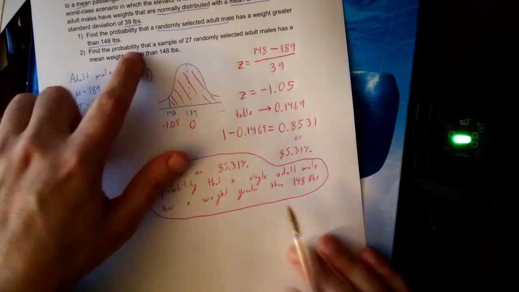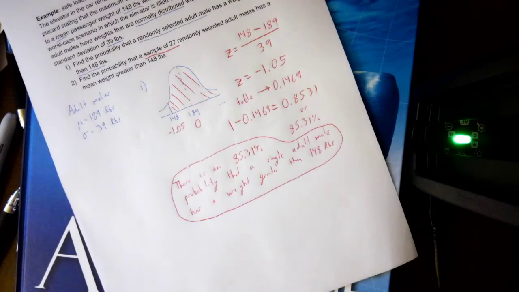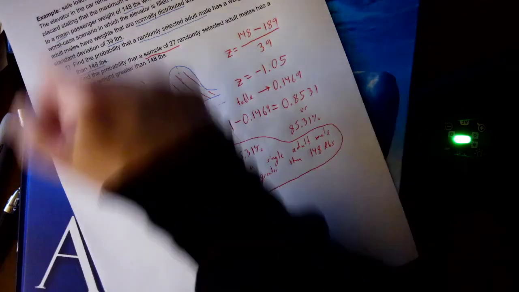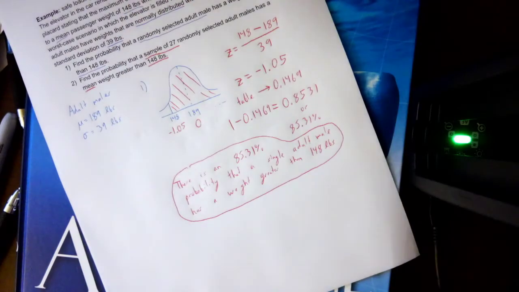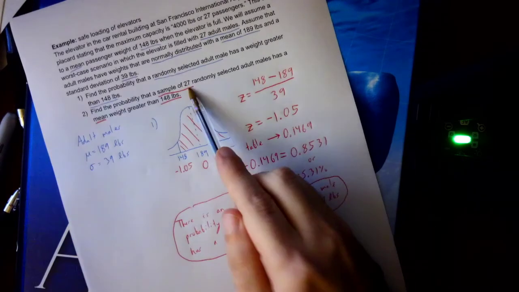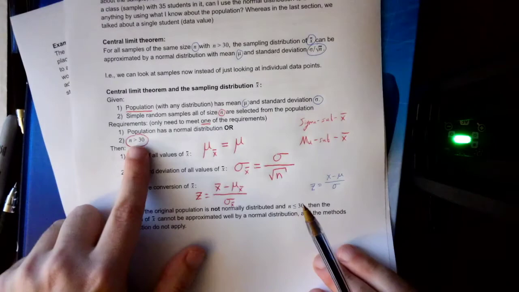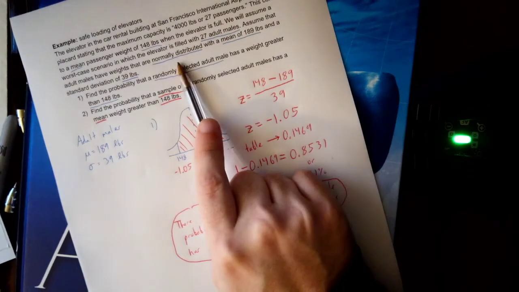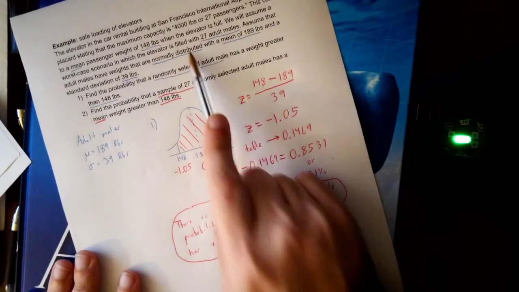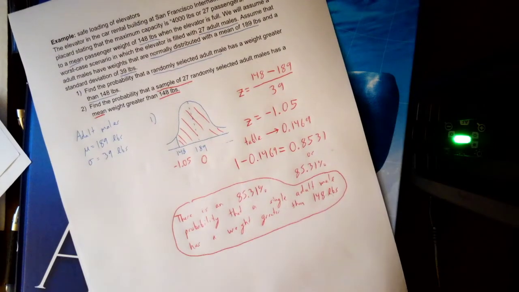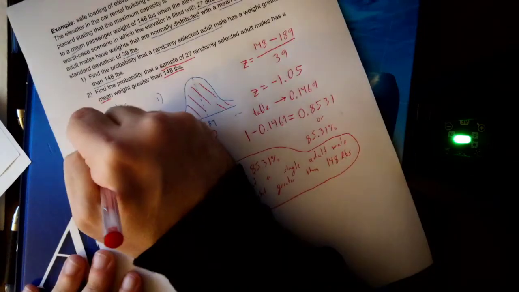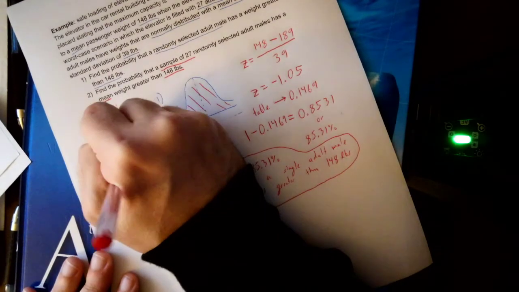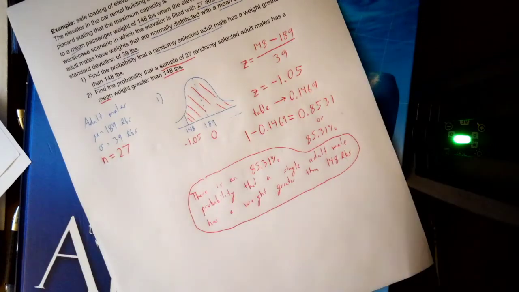Let's see. Find the probability that a sample of 27 randomly selected adult males has a mean weight greater than 148. Now, what? 27? That's smaller than 30. My group needs to be bigger than 30. I can't do this. Oh, but I can. Because what's the other requirement? The population is normal, right? I have a normal distribution, right? Either the sample needs to be bigger, or the population needs to be normal. So, additionally, I know my sample size, remember n is your sample size, is 27.